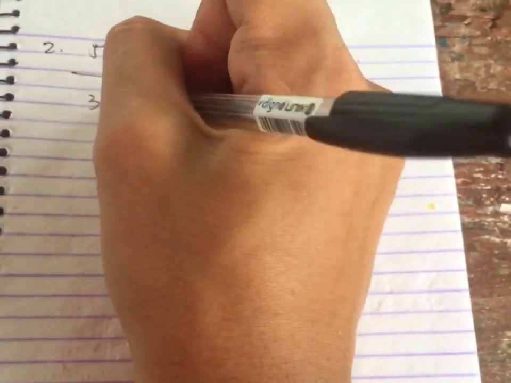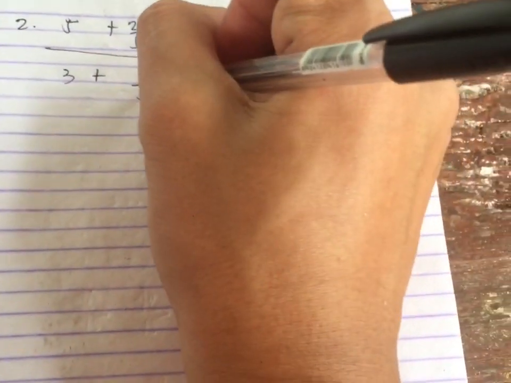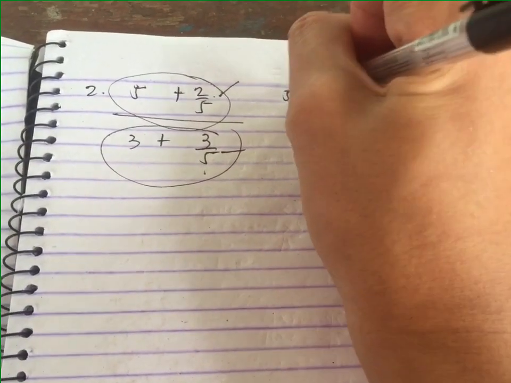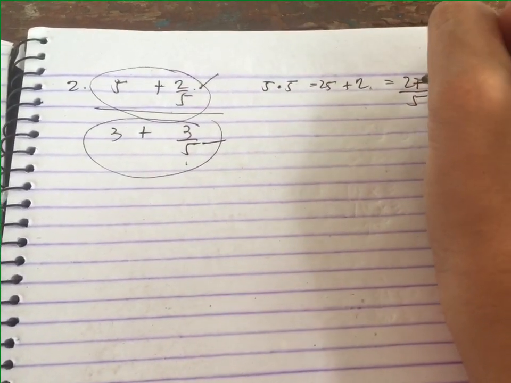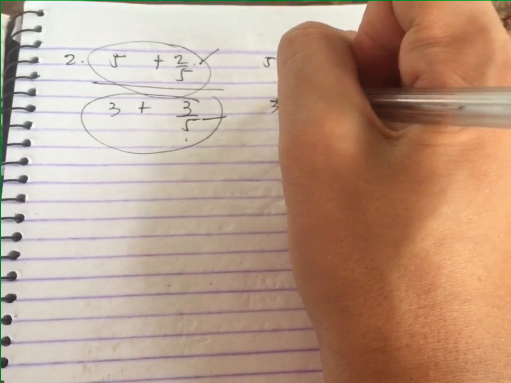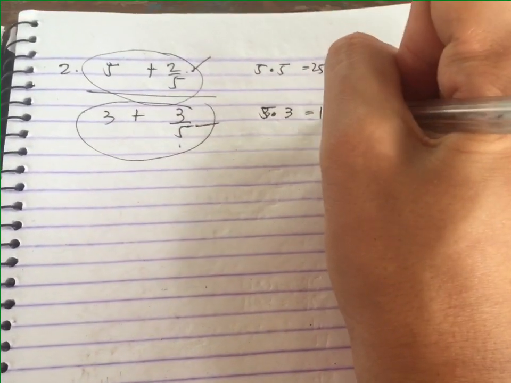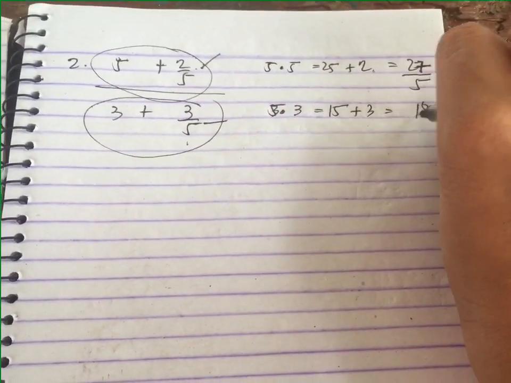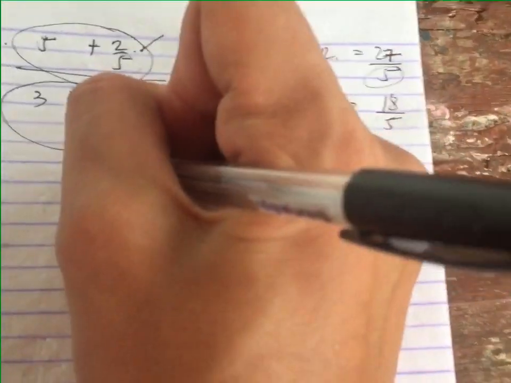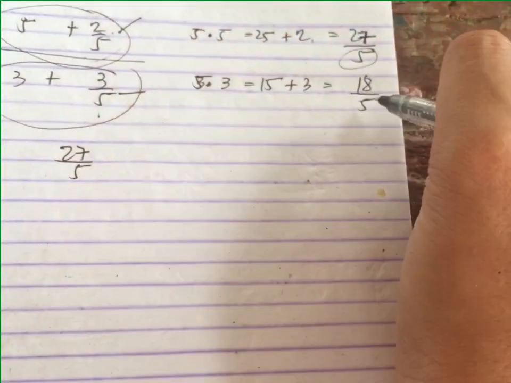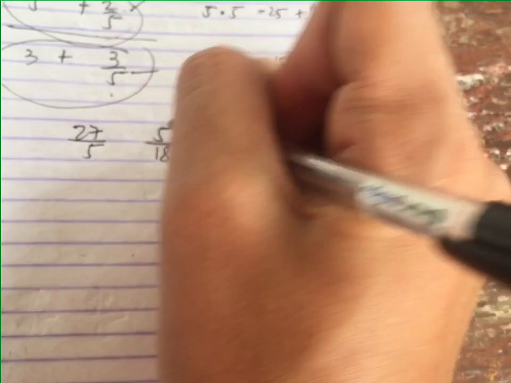Example for complex fraction is this: 5 plus 2/5 over 3 plus 3/5. Now, bago natin siya i-divide, i-convert muna natin ito. So, ganito lang siya. 5 times 5 is equals to 25 plus 2, so 27 over 5. And 5 times 3 is equals to 15 plus 3 is equals to 18 over 5. Kinapi lang natin yung denominator. So, ngayon, pwede na tayong mag-divide. 27 over 5. Tapos, ilipat natin yung 5 sa taas. So, maging 5 over 18.